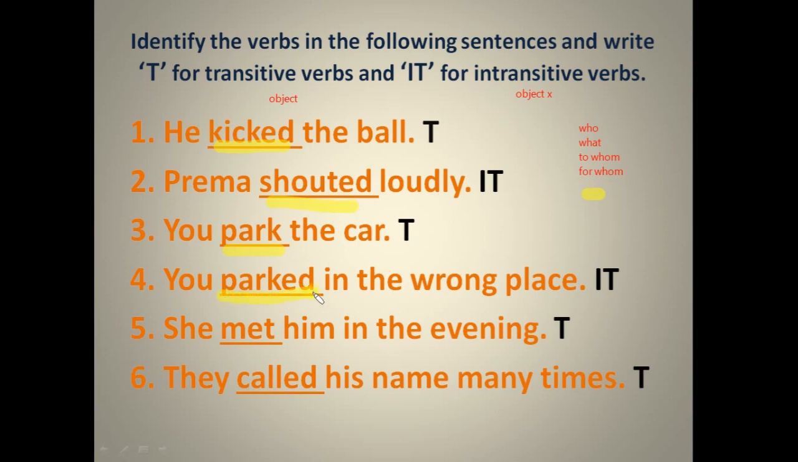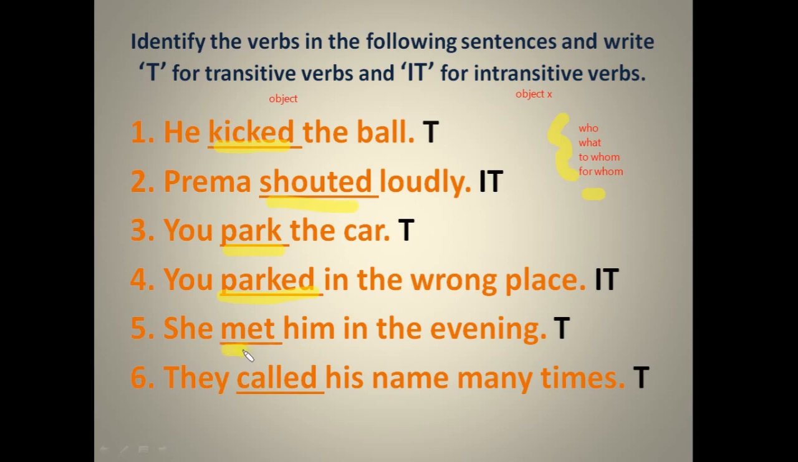Next one, you parked in the wrong place. Now see here, in the third sentence also park was there. In the fourth also parked is there. Means we have got the same verb. But still here this is transitive and here it is intransitive. I explained to you, students, whenever you are getting these verbs, verb can be the same, park and parked, but according to the sense of the sentence, it can be transitive or intransitive. So in this, you parked in the wrong place. For this, which question word will you put? Where? Did I mention over here where? No, we did not get any question word where. So that's why this is our intransitive verb.